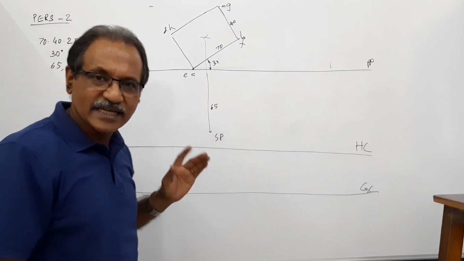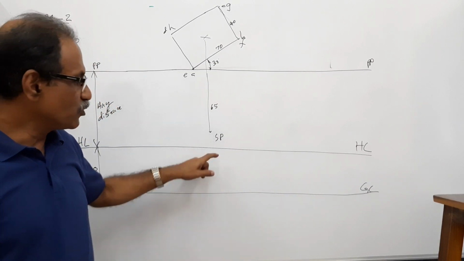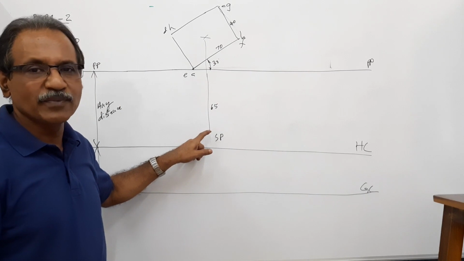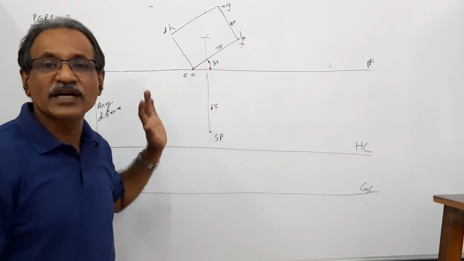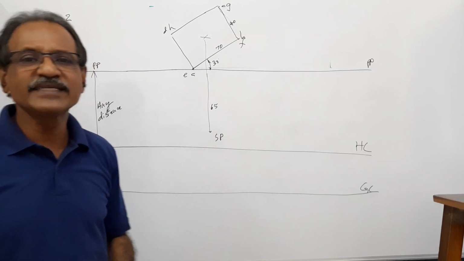It is always advisable to bring this HL below SP. If you bring it above SP, you will land up in trouble. There is likelihood of confusion. So to avoid that, preferably bring it below SP. So this is the basic construction.